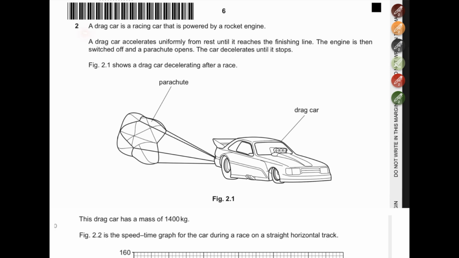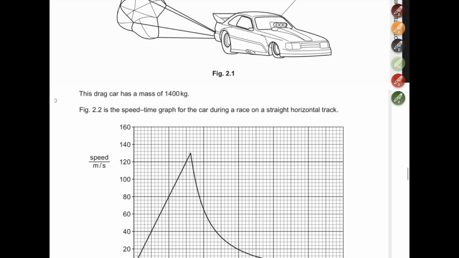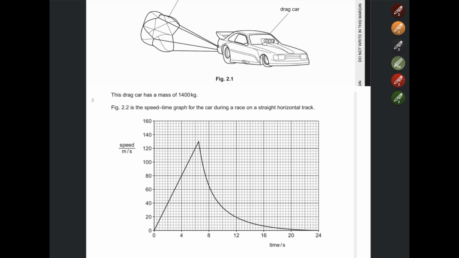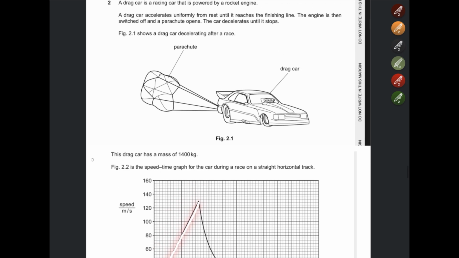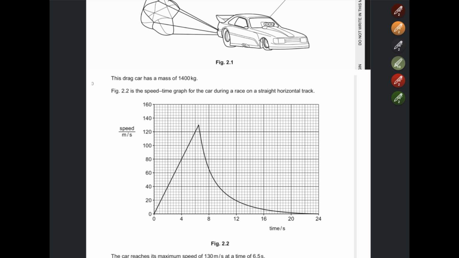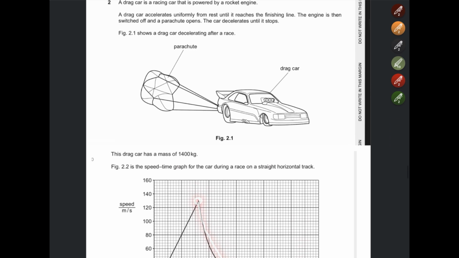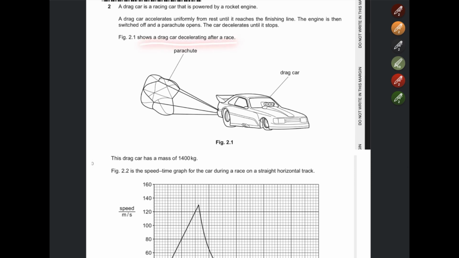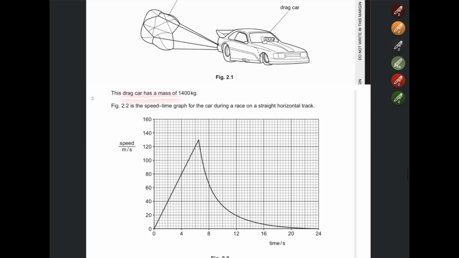Next question. A drag car is a racing car that is powered by a rocket engine. So this is a drag car. A drag car accelerates uniformly until it reaches the finishing line. Okay, so we have a graph here that shows that it's accelerating from here to the finishing line until the engine is then switched off and a parachute is opened. The car decelerates until it's stopped. So speed is increasing until the finishing line. After that, it's decelerating until the car stops. The speed becomes 0. Figure 2.1 shows a car. The drag car has a mass of 1,400 kilograms. So that's an important point.